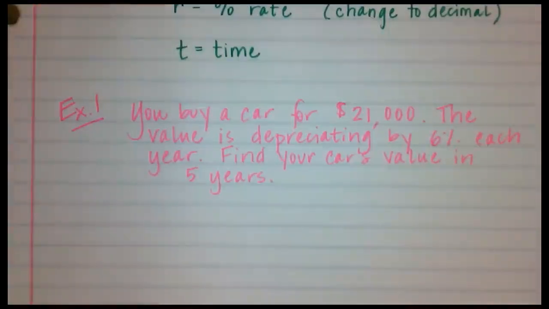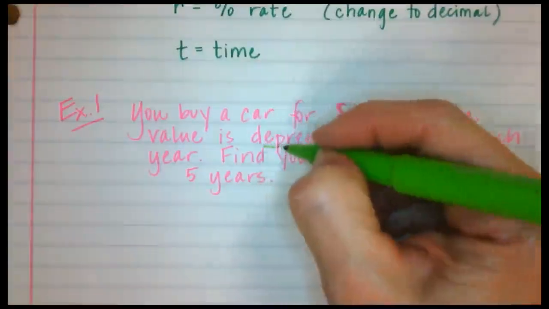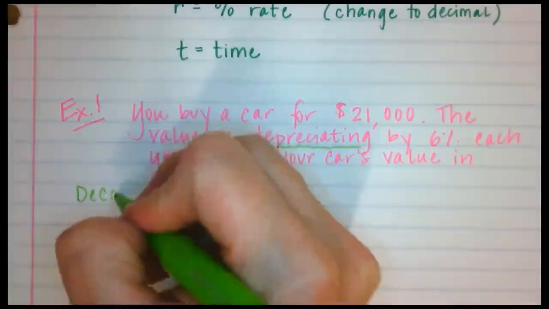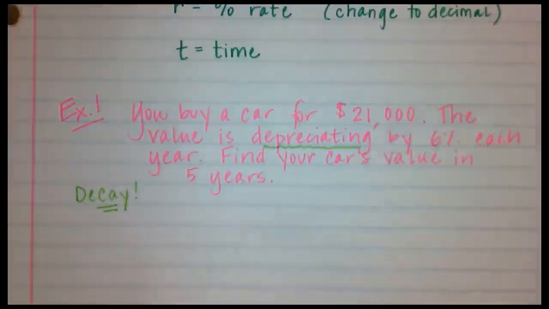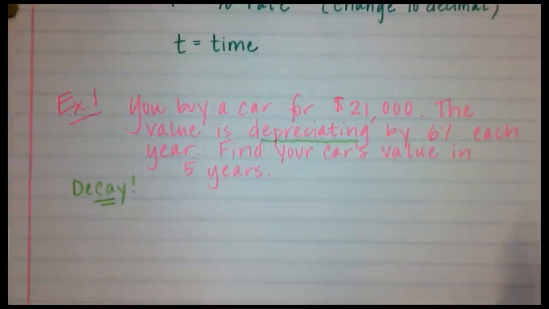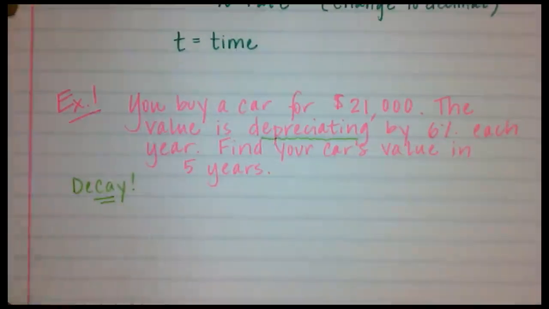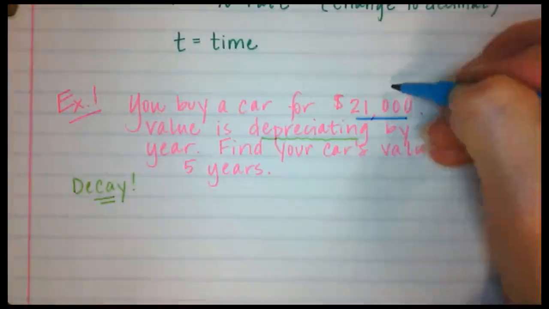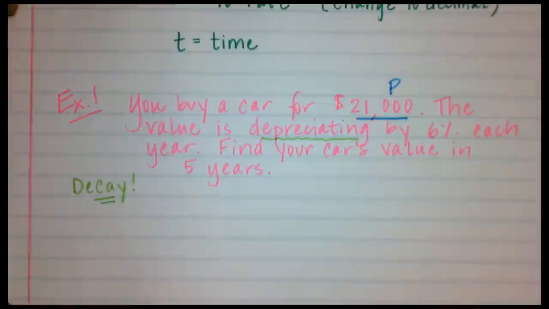So first thing we want to do is identify whether it's a growth or decay. And this right here tells us that the value is depreciating, so we know that this one is going to be a decay. So depreciating would indicate that it is losing value. All right, so we know we're going to use the decay formula, so let's go through and identify what each thing stands for. 21,000. That's going to be your starting amount. That's the P, the principal amount of the car.